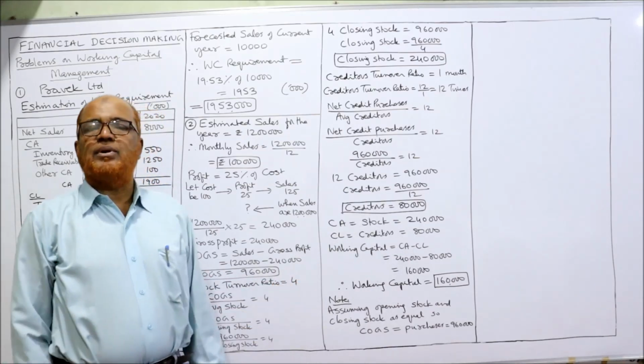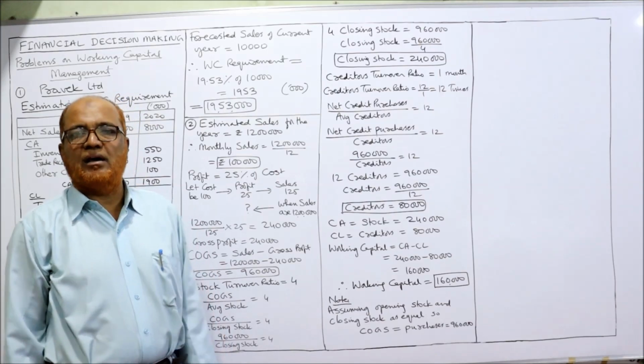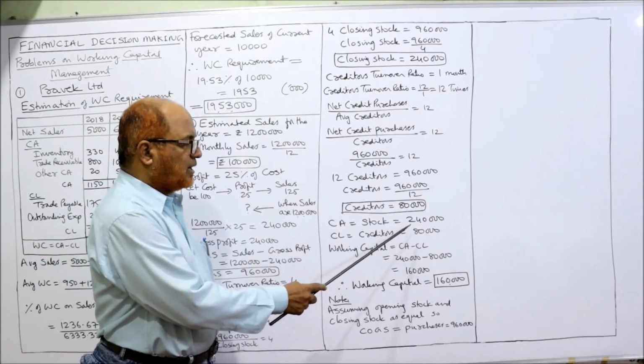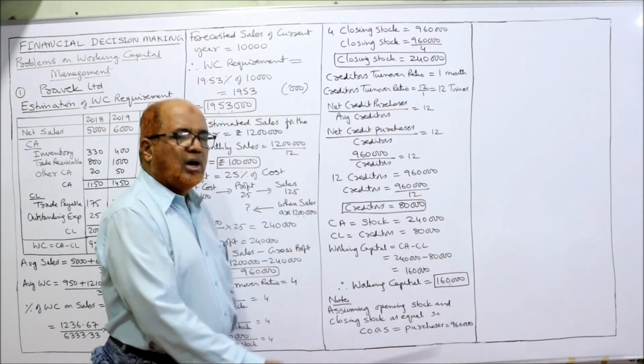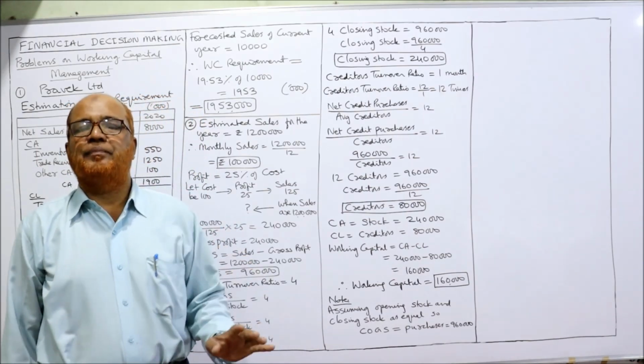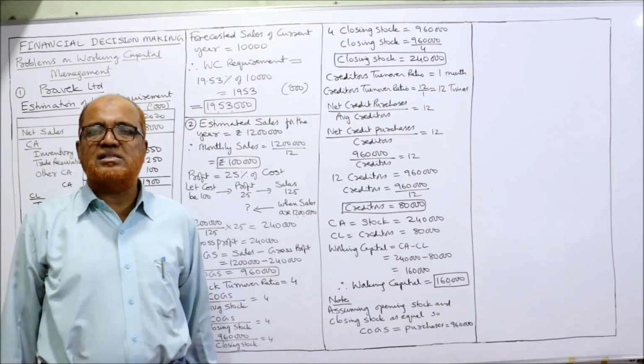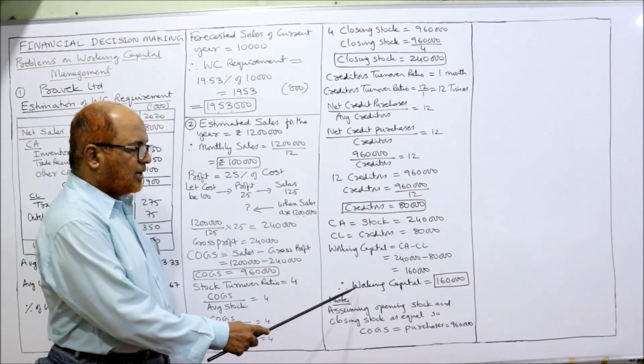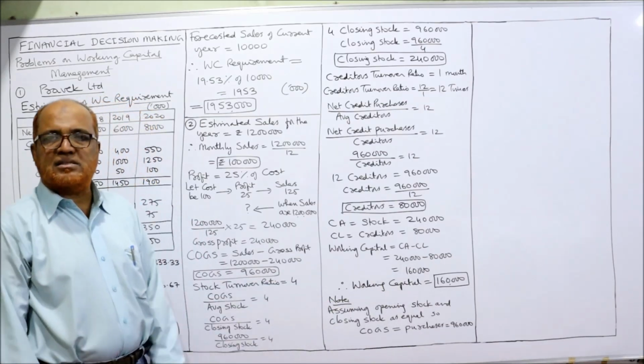And we know the working capital formula is CA minus CL. Current asset minus current liability, 2,40,000 minus 80,000. 1,60,000 is the working capital. That's all. That's what it is asking in the problem. Calculate the working capital: 1,60,000.